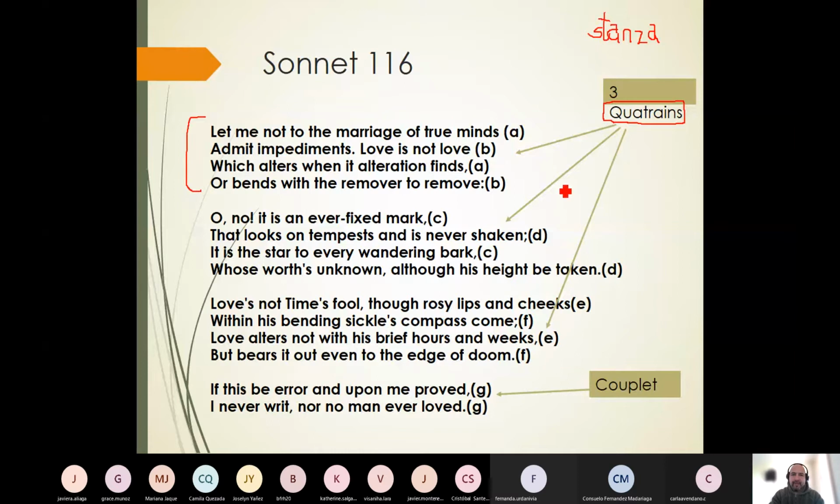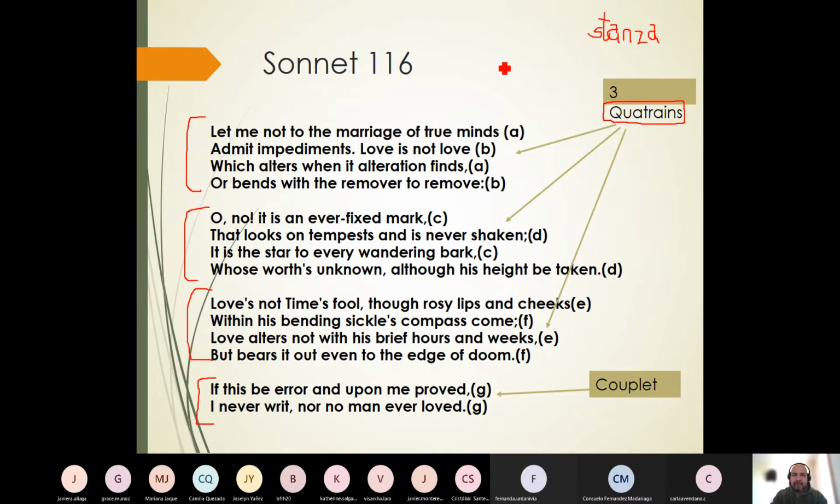So the first stanza is a quatrain because it has 4 lines. The same thing with the next stanza, also a quatrain, and the third one, also a quatrain, okay? And the last 2 lines are called a couplet. That's basically the technical name to refer to a stanza made up of 2 lines. Okay, so quatrains 1, 2, 3, and finally a couplet. That's the composition of a sonnet in general.